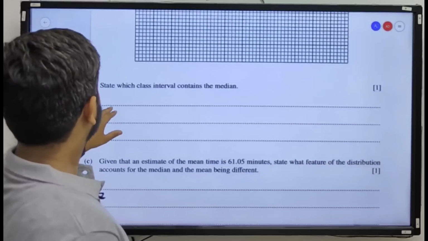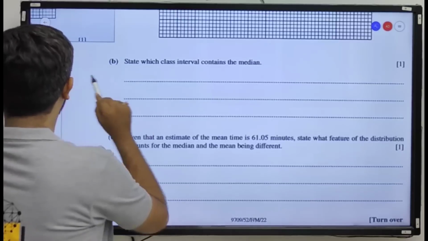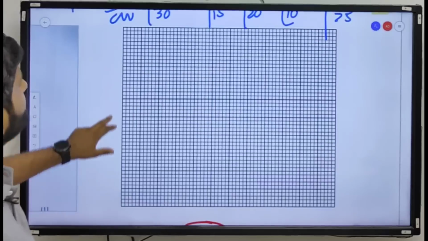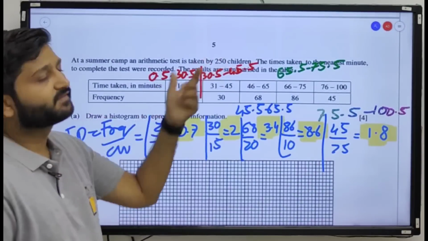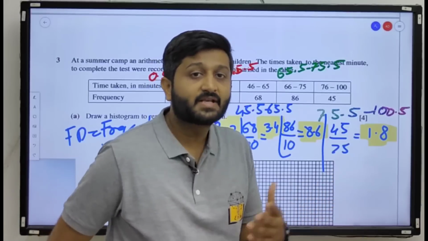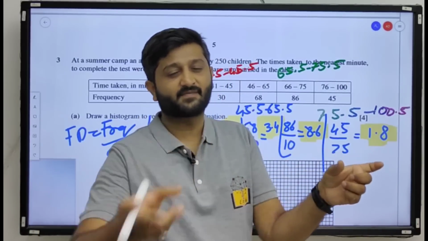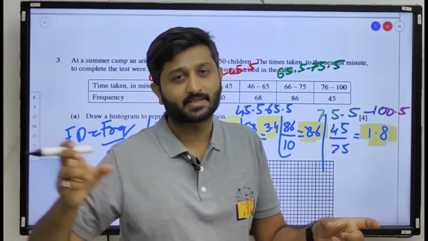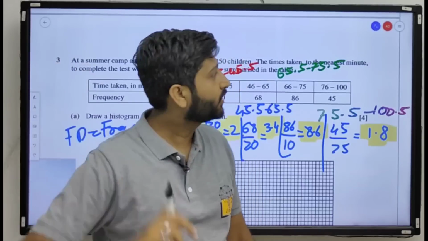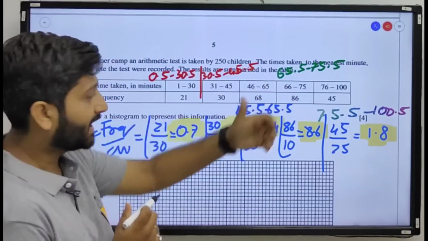Next, state which class contains the median. Which class contains the median? Okay, so for the median, how many students are there? We have 250 students. So the number of observations is even. So my median is going to be half of 250, which is 125, and what comes after 125 is 126. So the 125th data and 126th data are going to be my median. So let us find out where this data lies.